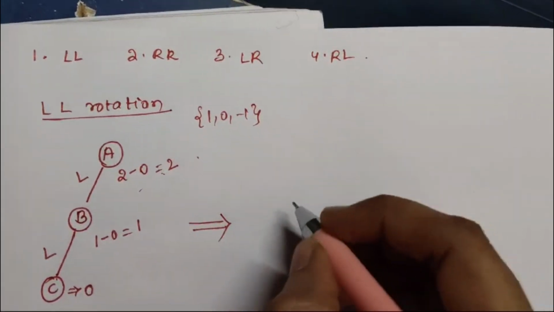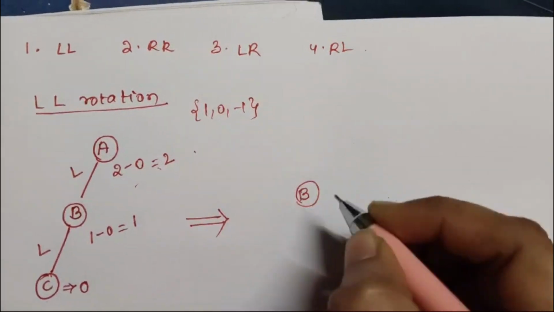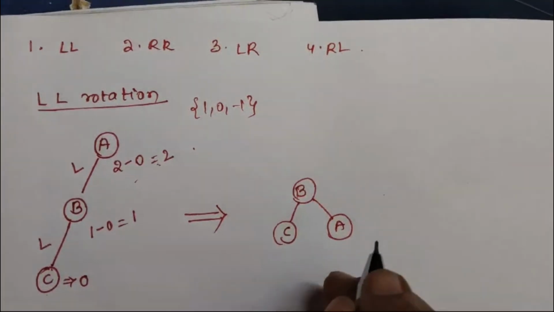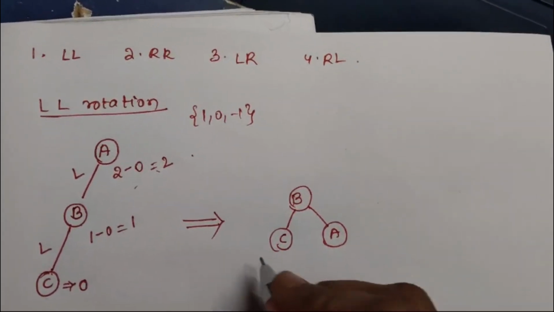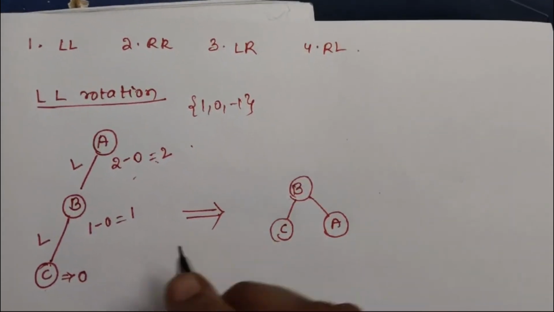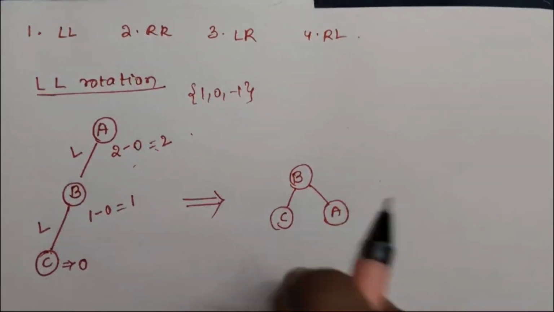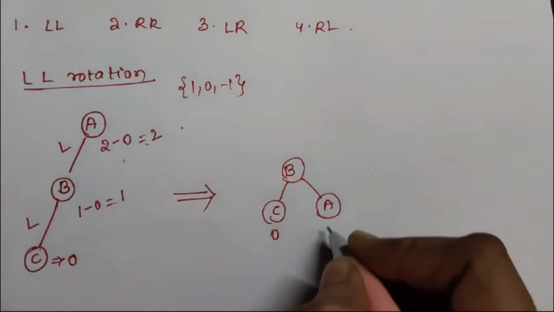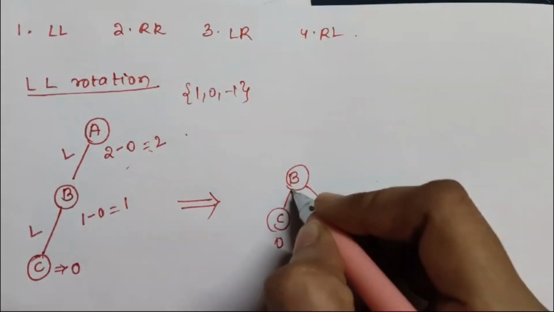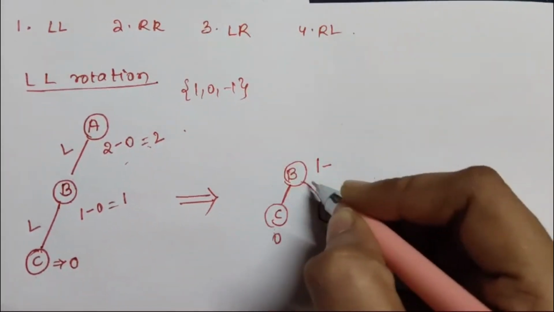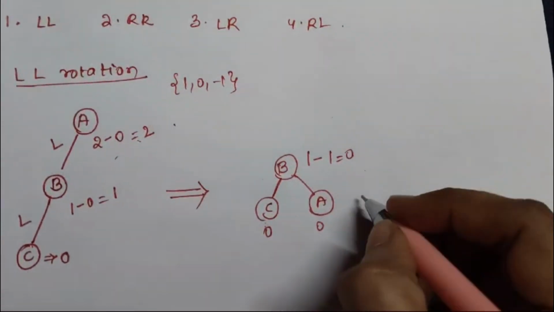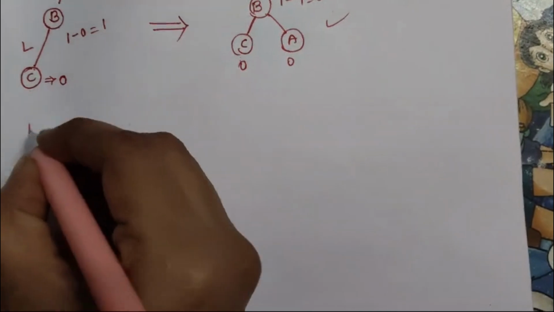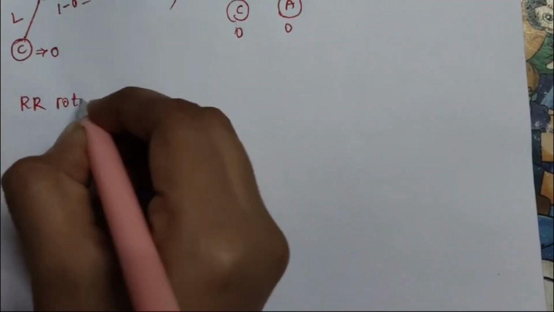Let's see what happens if we move it like this. Now let's see the balancing factor for this. Leaf node, so 0. 0. One node on each side, 1 minus 1 is 0. So it is balanced. Next let's see RR rotation.